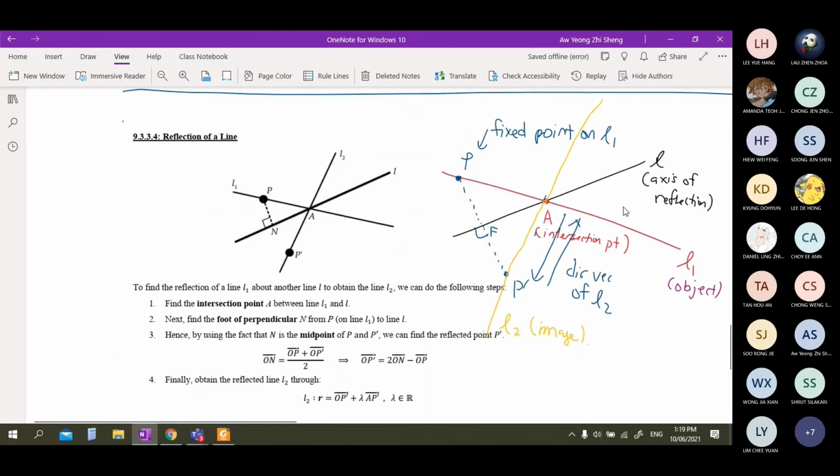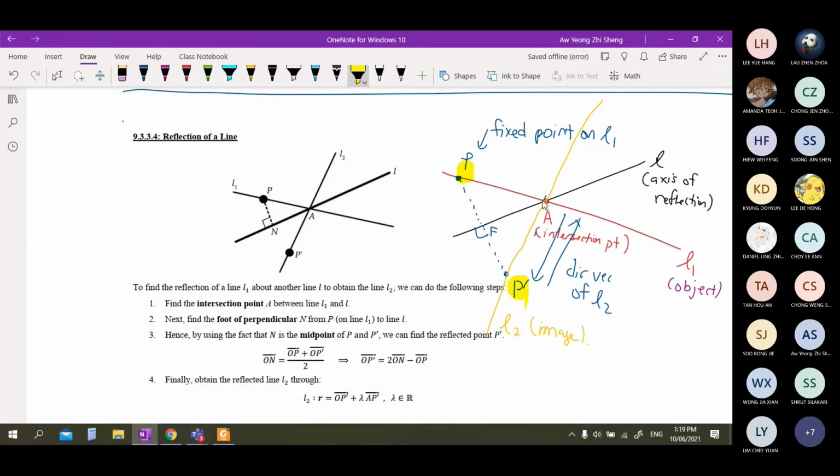What I've said just now is the same as what is printed for you in the 4 steps. You don't really have to memorize the 4 steps here. As long as you know what's going on, you just need to reflect a point on L1 to become a point on L2, then get the intersection, then get the direction vector. At the end, just write the vector equation of L2. Then we are done.